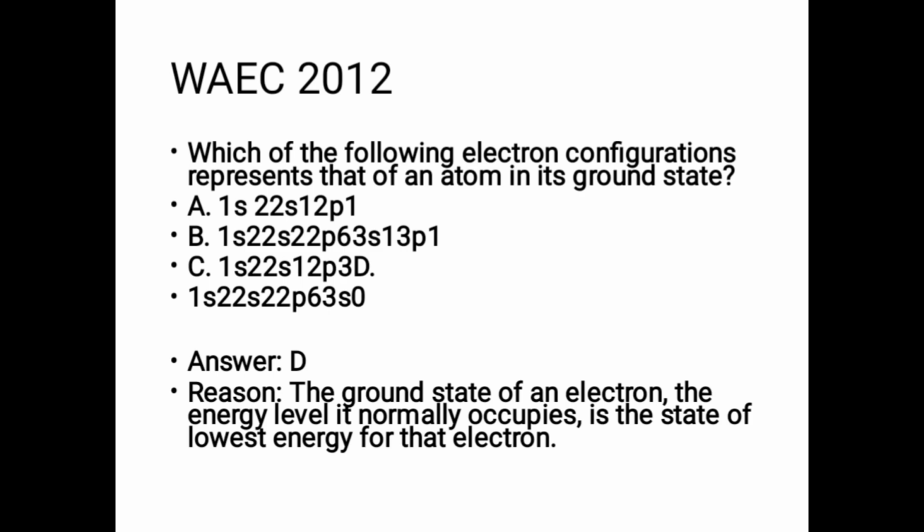The ground state of an electron, the energy level it usually occupies, is usually the lowest state of that electron. What are we trying to say in essence? In essence, the valence electron usually shows the lowest energy level, and since we are having 3s0, that means the lowest energy for that electron, or the ground state for that atom, is that 0. When it's at 0, it's at the ground state. So easily D is the answer.